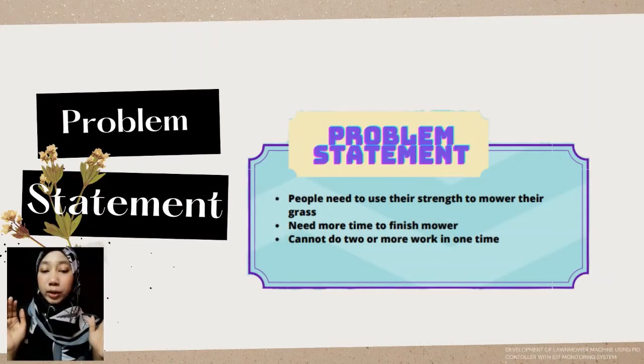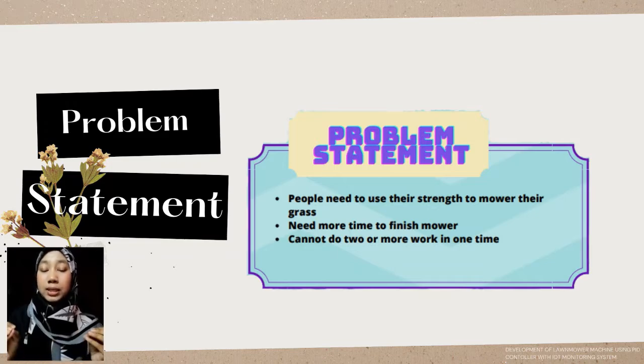Problem statement. The problem that inspired me to do this project is, first, people need to use their strength to mow their grass. Based on research that I have done, most of the machines are heavy, and this really needs human power to mow the grass at home. Secondly, it needs more time to finish mowing.